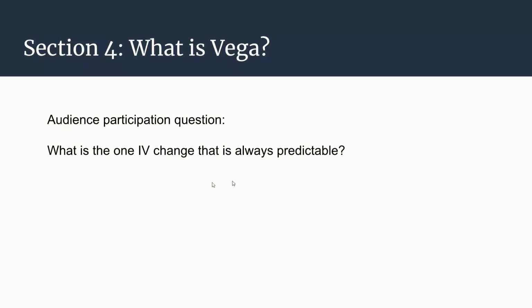Okay, so a quick audience participation question. What is the one implied volatility change that is always predictable? I'll let anybody take a stab at it that wants to. Any volunteers for an answer? Yes, go ahead.